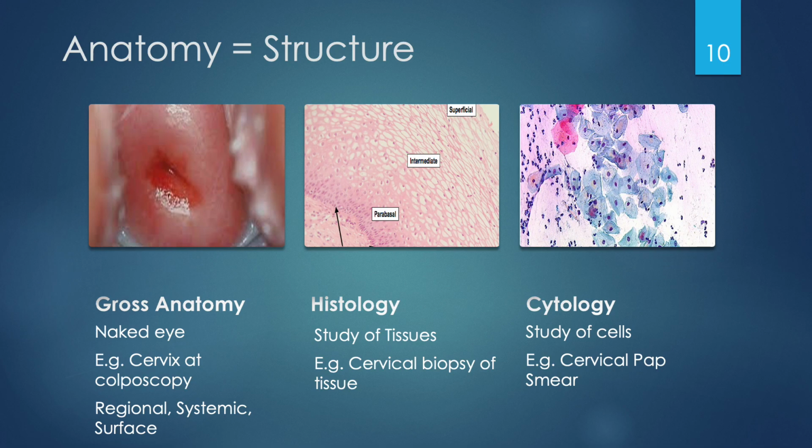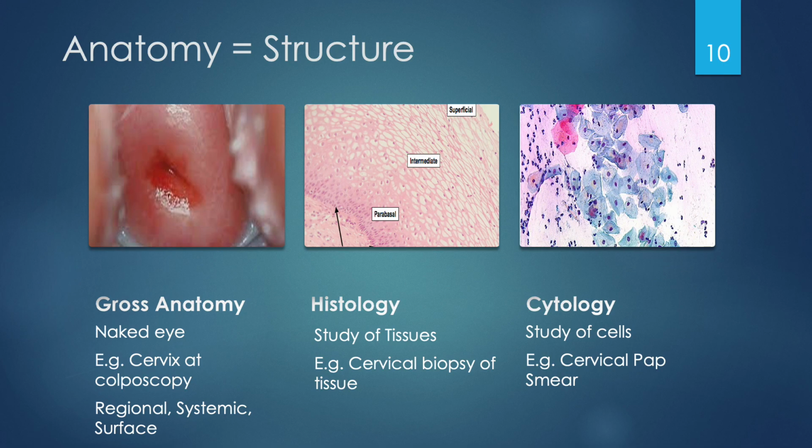So this is an image of the cervix, and you can see here that it is nice and glossy pink, shiny, and there's a little erythema or redness around the cervical os or opening. And this is just what you would see if you're doing a typical pap smear or looking at a cervix through colposcopy. And so gross anatomy is performed at either a regional, systemic, or surface level.